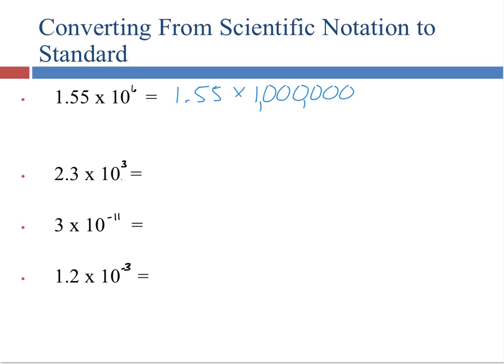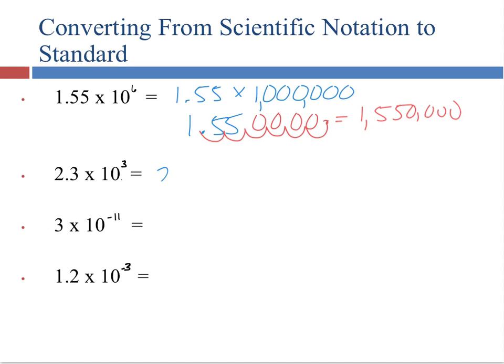Now, if you multiply that, you're going to take this 1.55 and you're going to move this decimal point 1, 2, 3, 4, 5, 6. That's the short version. And we're going to add zeros. So 1.55 times a million is going to be 1,550,000.